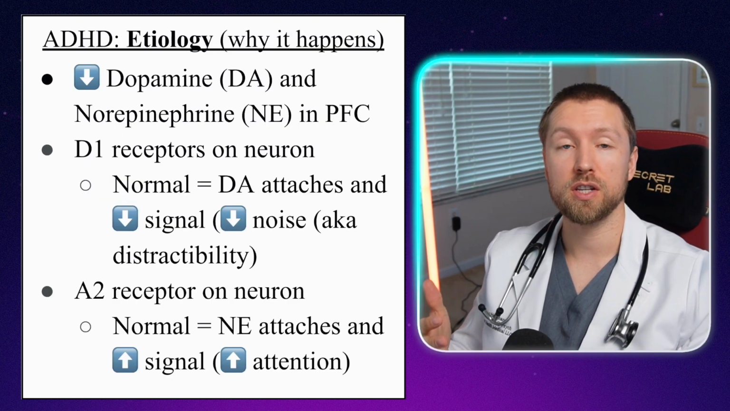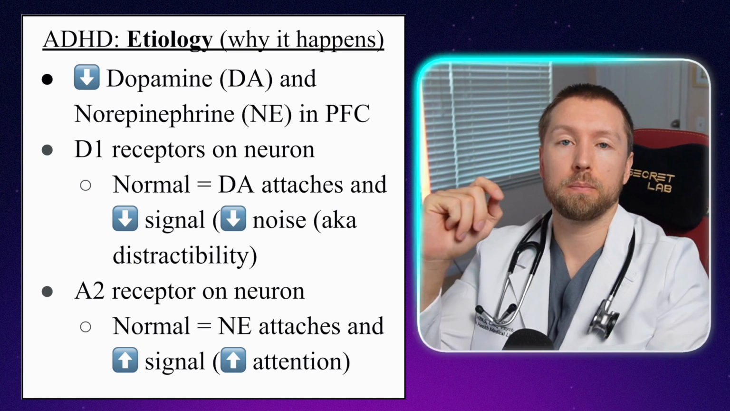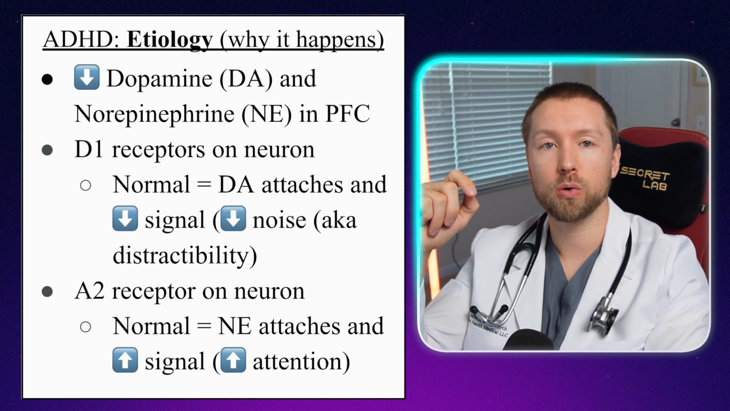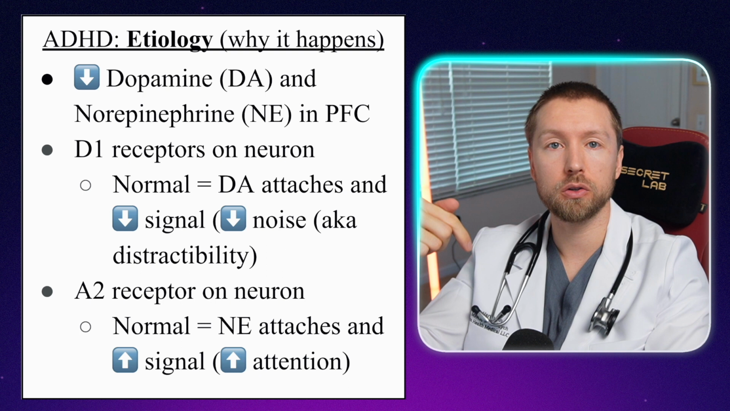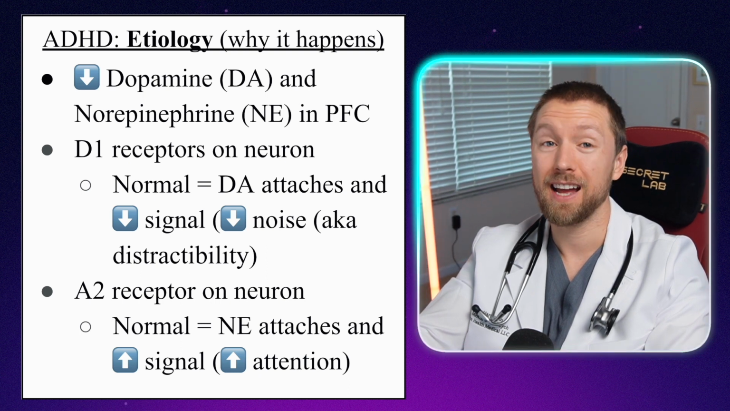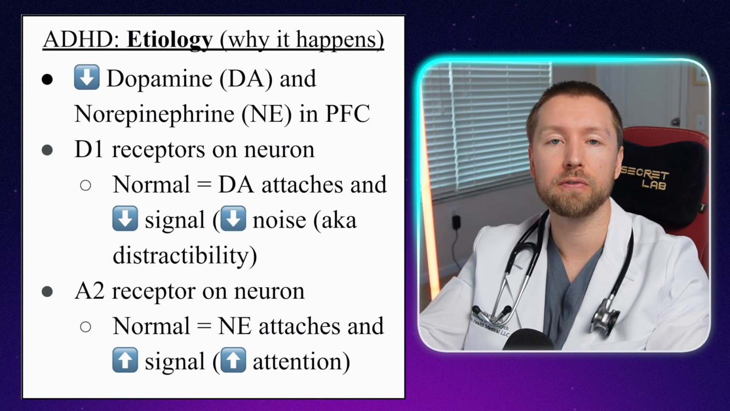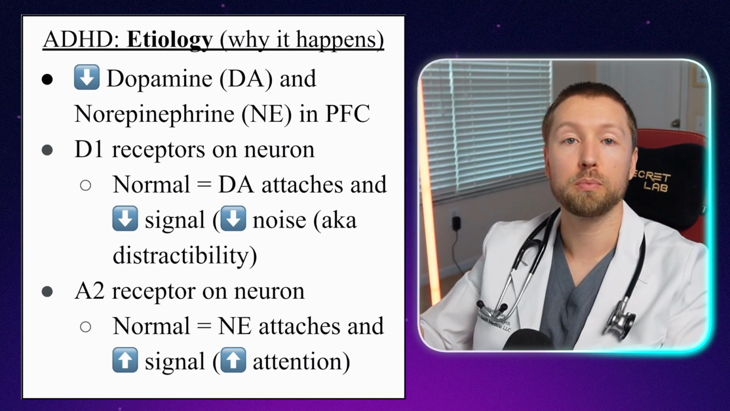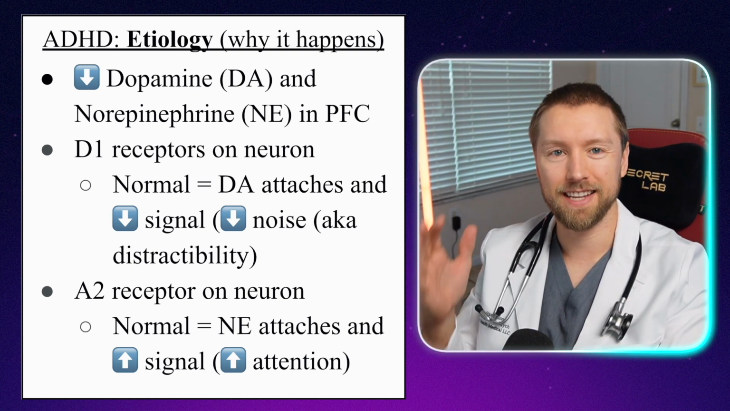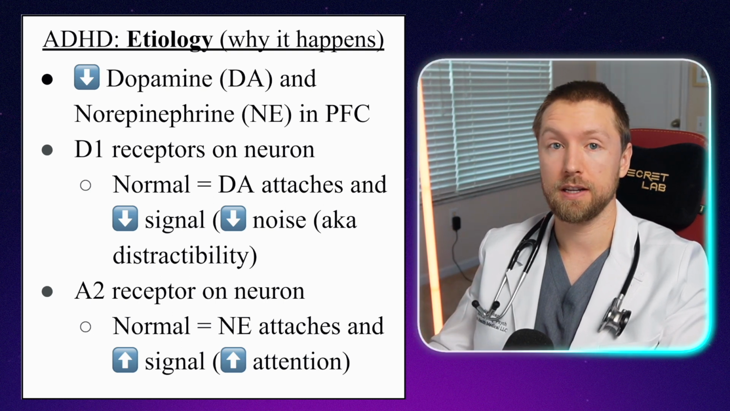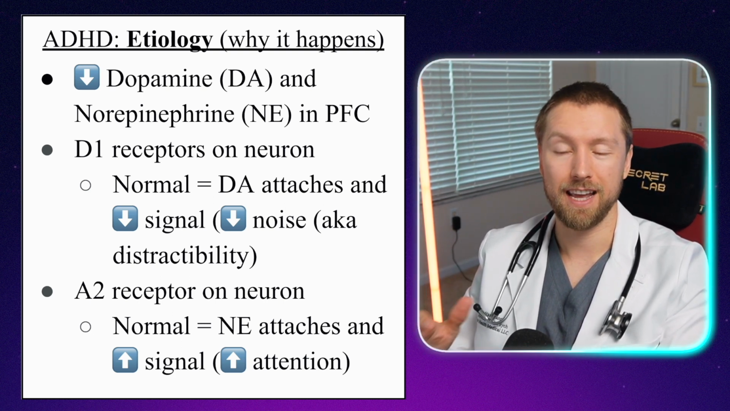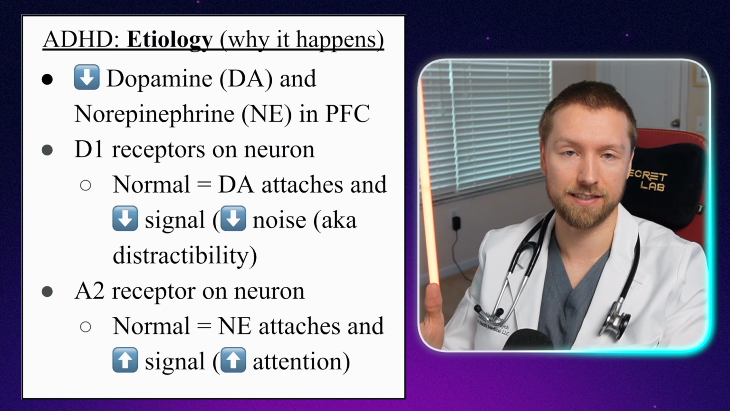Now, what's the etiology? How does ADHD happen? Well, predominantly, it's a disorder of having too little dopamine, also known as DA, and too little norepinephrine, also known as NE, in the prefrontal cortex, which is a part of the brain which is associated with attention, distractibility, concentration, and complex tasks.